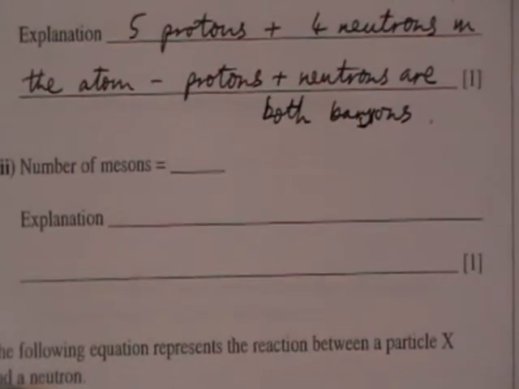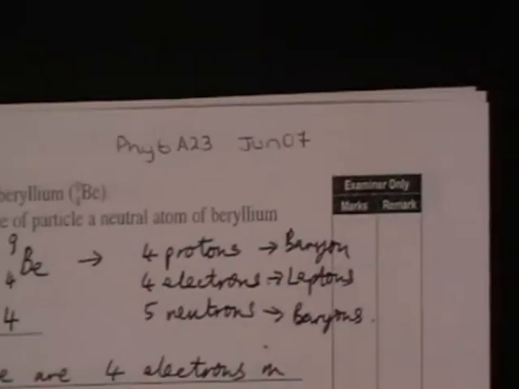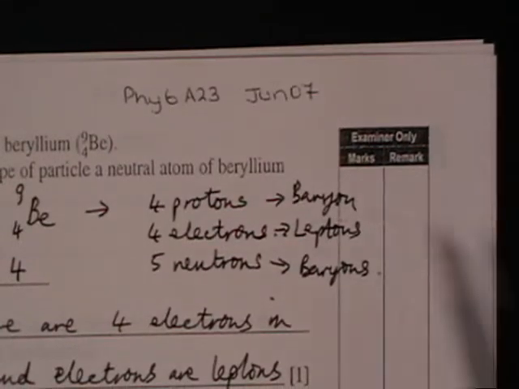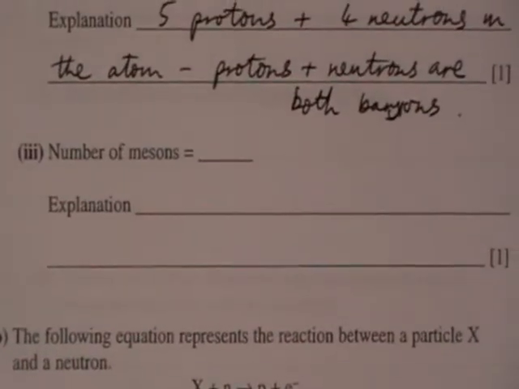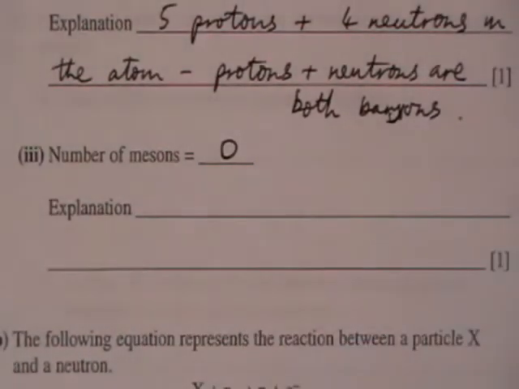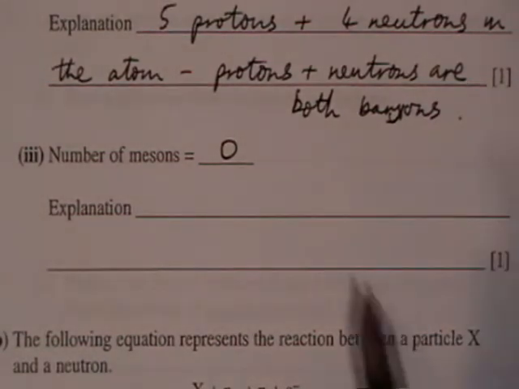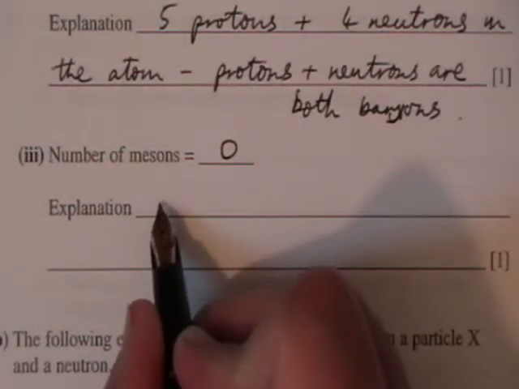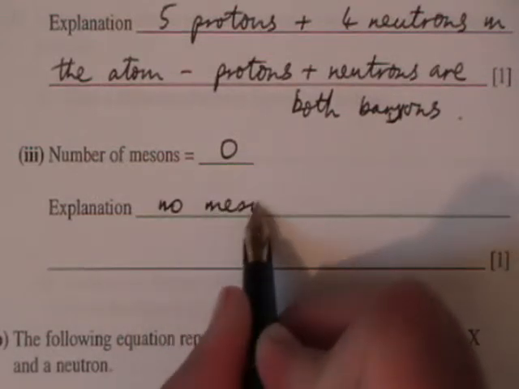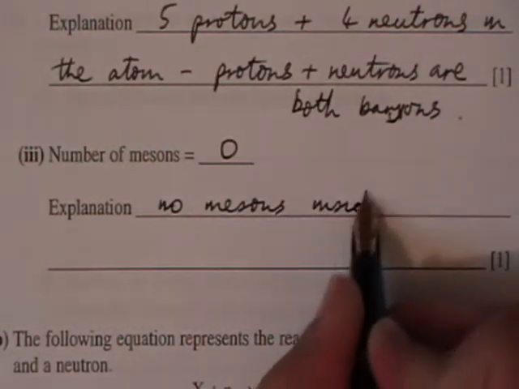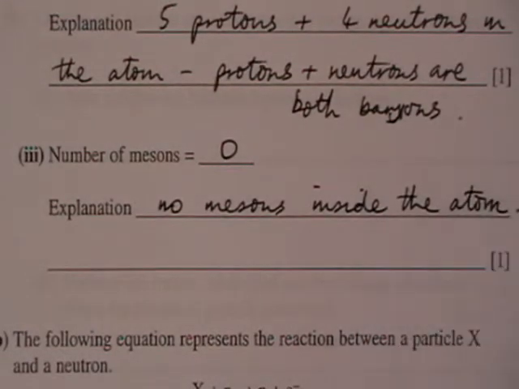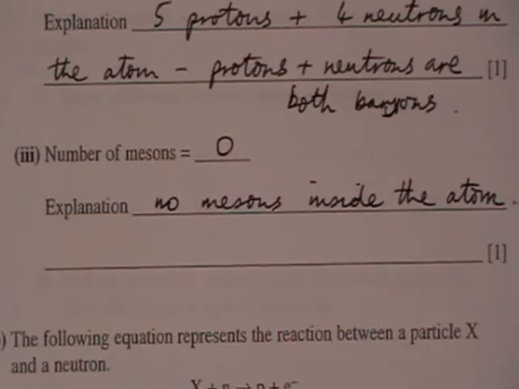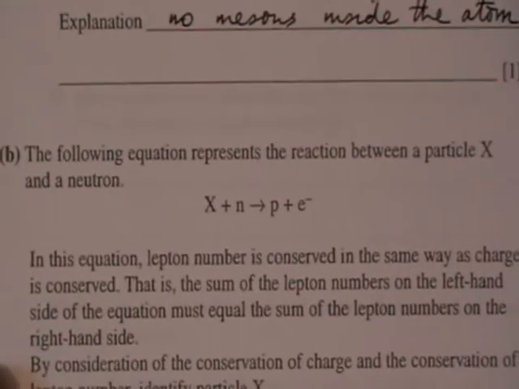The number of mesons: well, if you go back up to our breakdown at the top, 4 protons, 4 electrons, 5 neutrons: baryons, leptons, baryons, no mesons at all. So the number of mesons is going to be equal to 0, and that's because there are no mesons inside the atom. A reason for that could be that mesons have a very short lifetime, so they're not around long enough to exist in atoms.